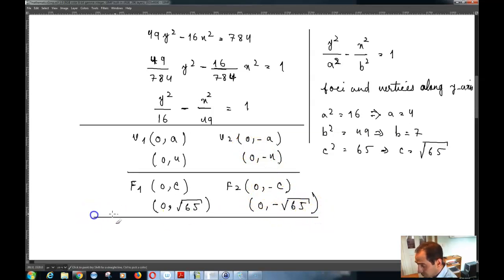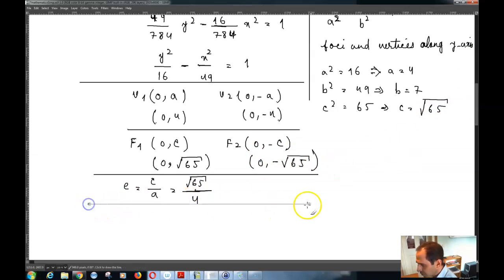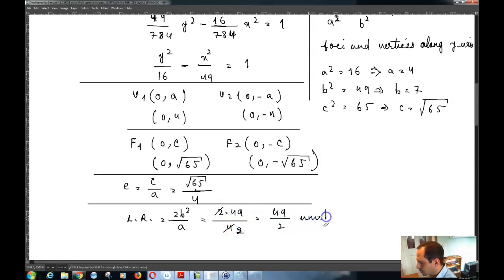And then your eccentricity is equal to c by a, which is equal to square root of 65 over 4. And the length of the latus rectum is equal to 2b squared over a, which is equal to 2 times 49 over 4. So that's 49 halves units. So these are all the information that we needed over here. Number 6. The foci are at these 2 points, plus or minus 4, square root of 65 over 4, and 49 halves. That is correct.